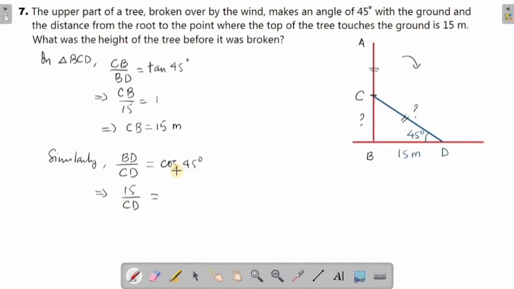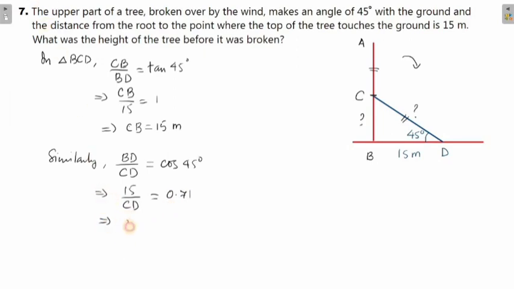Now make use of the trigonometric table that is available. Just look at cos 45 degree in the table. From that we see that cos 45 is 0.7071, so let me take 0.71. So from here let's see what is CD. We have CD equals 15 by 0.71. When you divide 15 by 0.71, you get 21.13. So this is the length of CD.